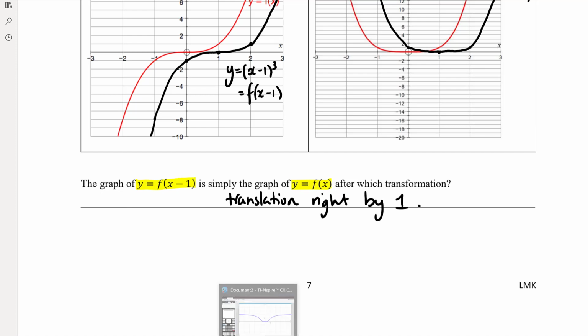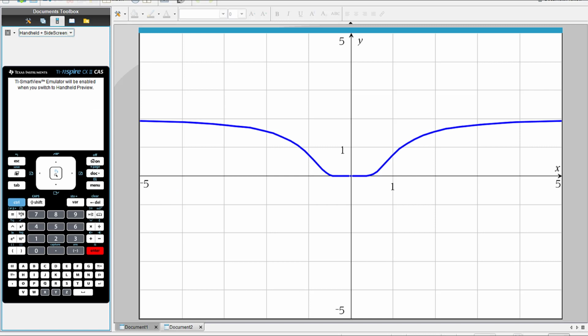Okay. And again, we can go over here to this graphing screen. Here's our f of x. It's called f1 of x in this case. So if I have a look at f1 of x minus 1, replacing all the x's in f1 of x with x minus 1's, that should take the blue graph and translate it to the right by 1. Let's have a look. There we go. Everything moved to the right by 1.